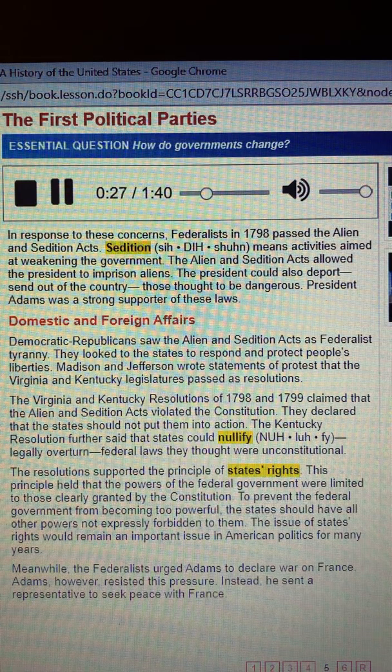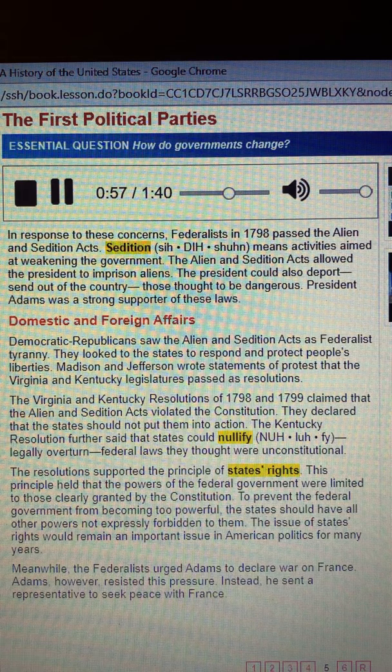Domestic and Foreign Affairs. Democratic Republicans saw the Alien and Sedition Acts as Federalist tyranny. They looked to the states to respond and protect people's liberties. Madison and Jefferson wrote statements of protest that the Virginia and Kentucky legislatures passed as resolutions. The Virginia and Kentucky resolutions of 1798 and 1799 claimed that the Alien and Sedition Acts violated the Constitution. They declared that the states should not put them into action.